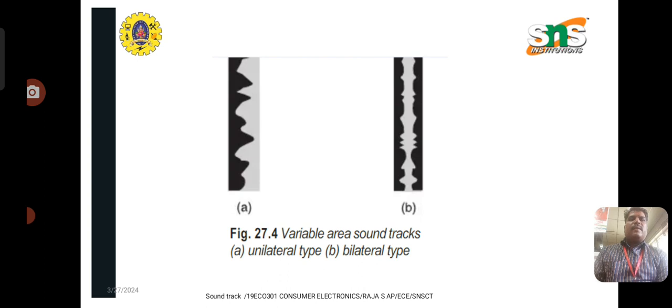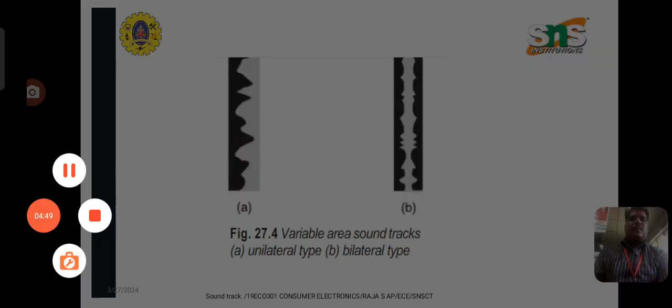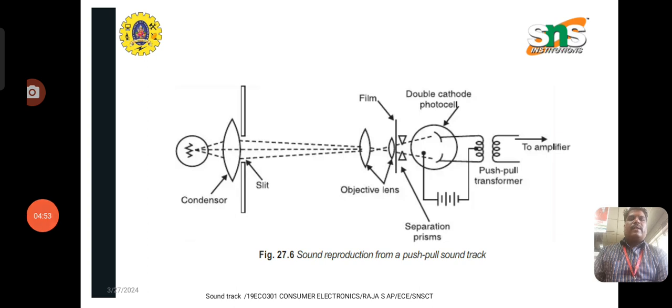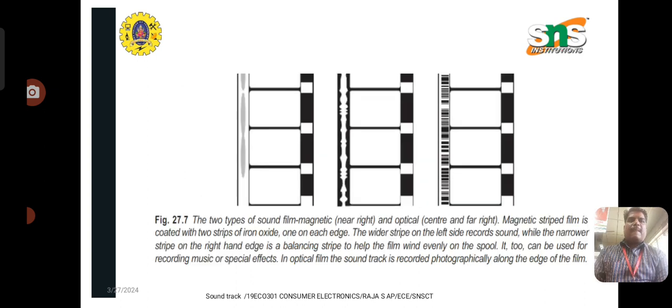So this is the variable soundtrack with unilateral and bilateral types. Unilateral means only one side is shaded black. Bilateral means both sides are black, and in between, the white shaded images are there. Next, this figure shows the sound reproduction of a push-pull soundtrack, that is how sound can be reproduced in a push-pull soundtrack medium. This figure shows the two types of sound film: one is the optical and the other is the magnetic sound film.